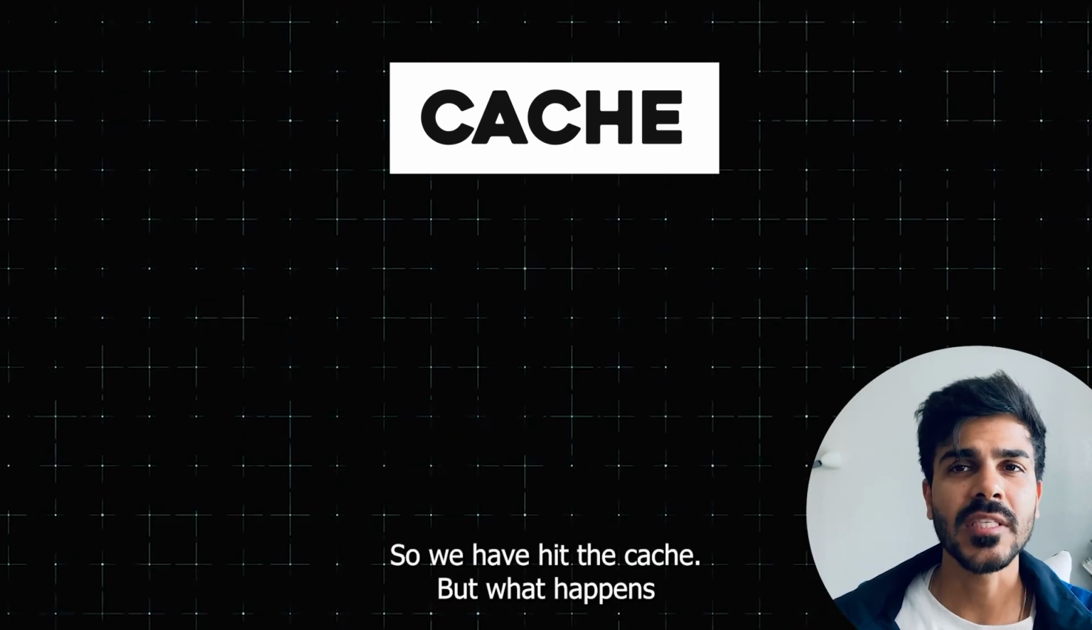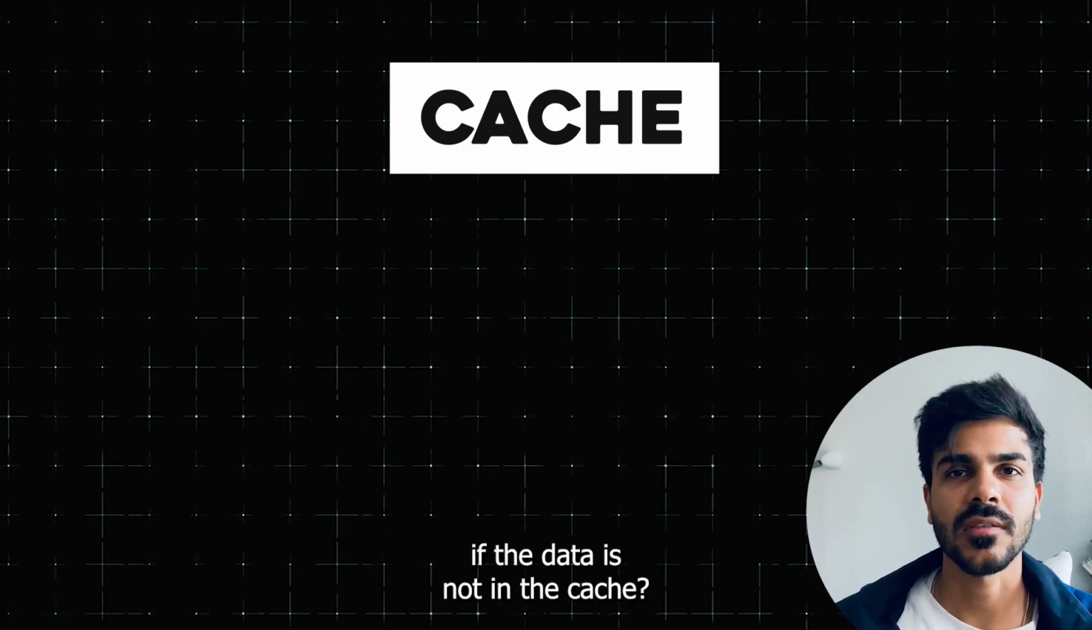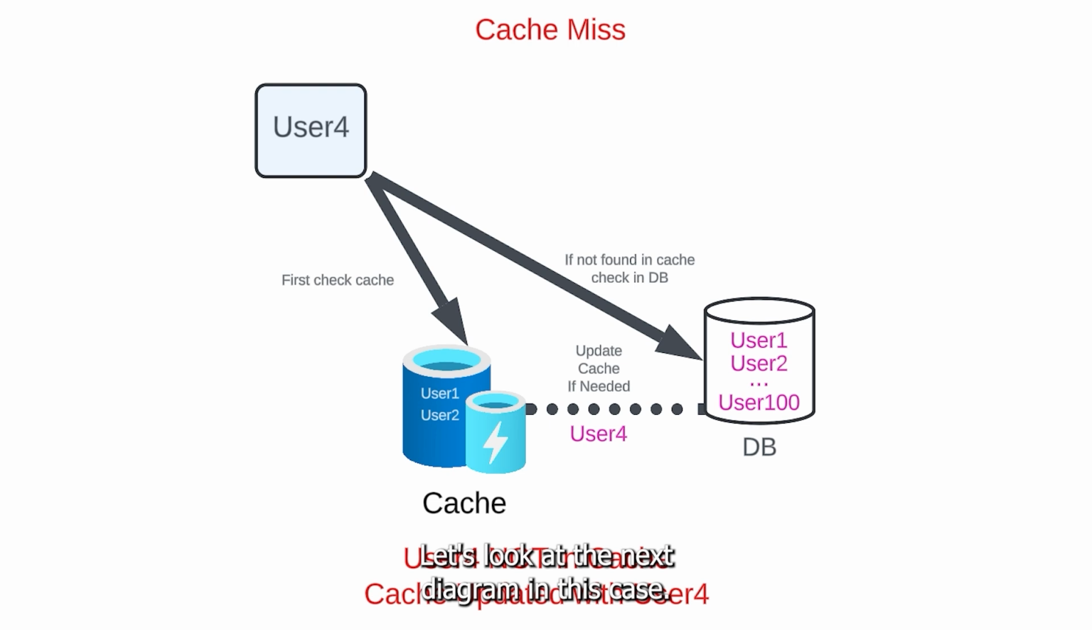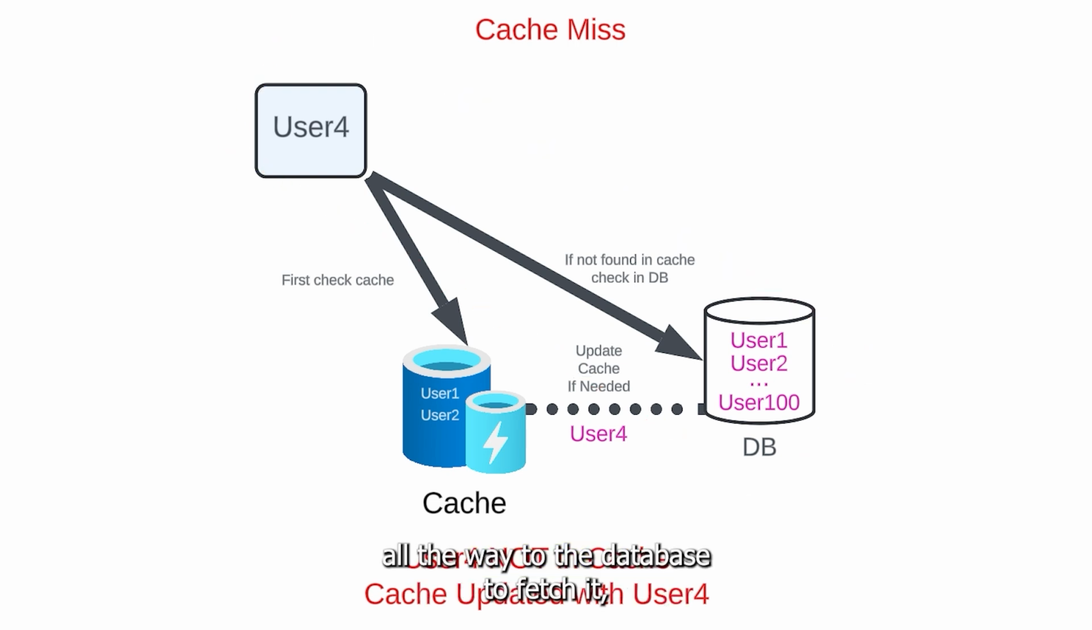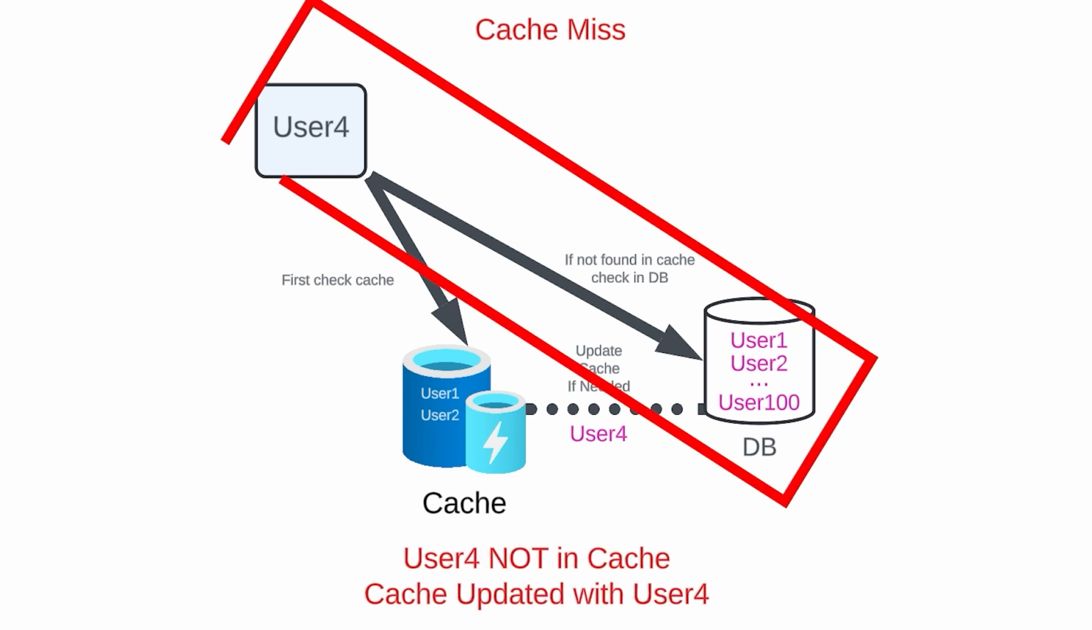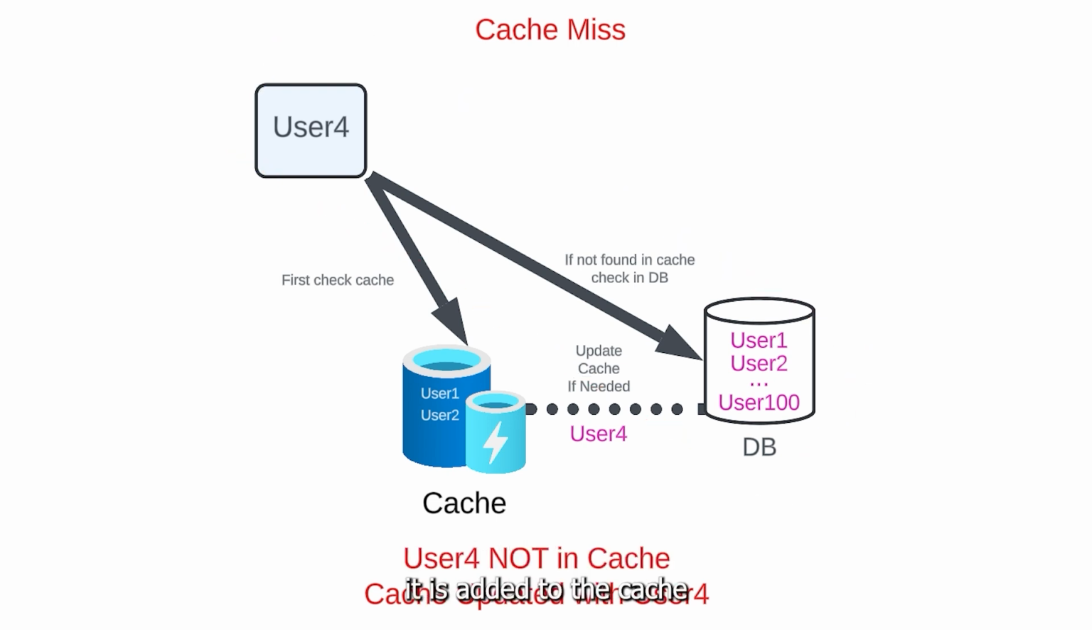But what happens if the data is not in the cache? Let's look at the next diagram. In this case, user 4 is requesting the data. User 4's data is not in the cache this time. So the system has to go all the way to the database to fetch it, which takes longer. This is called a cache miss. It's a miss because we cannot find the data in the cache and we had to go to the database to retrieve it. And by the way, after the data is retrieved, it is added to the cache so that the next time user 4 needs it, it can be quickly fetched from there.